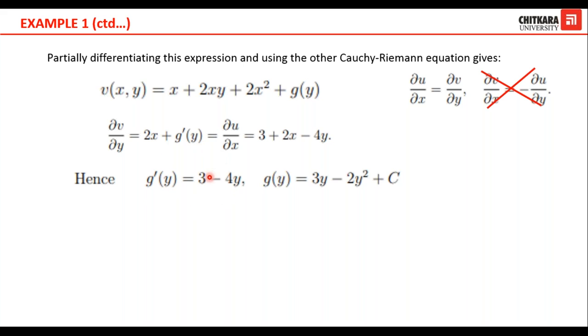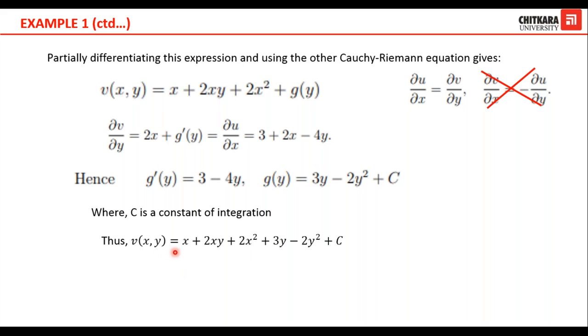When you integrate this expression with respect to y, g'(y) will become g(y). Integration of 3 will become 3y. Integration of 4y will become 4y squared by 2, that is 2y squared. And since no variable was kept constant here, you will get a numerical constant c. So in this step, you're getting the value of g(y). Substitute this g(y) back into the expression to get back the value of V. So V becomes equal to x plus 2xy plus 2x squared plus 3y minus 2y squared plus c.